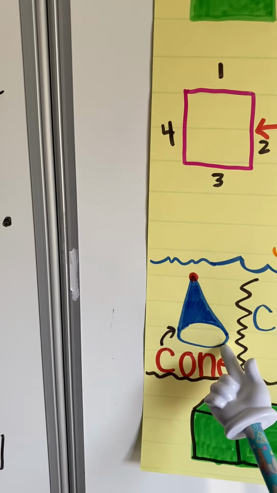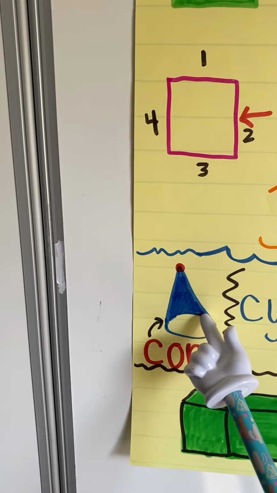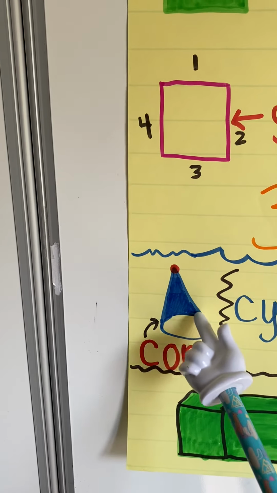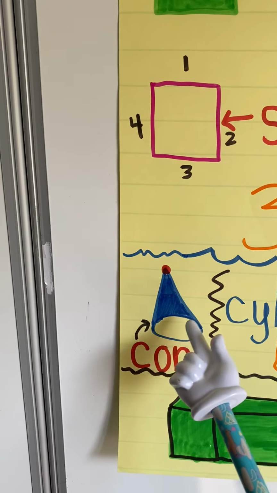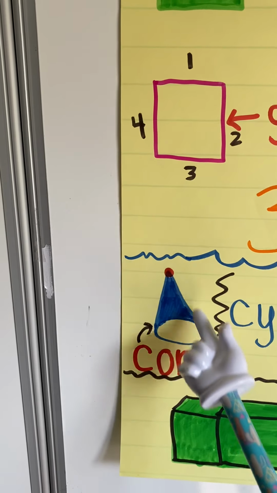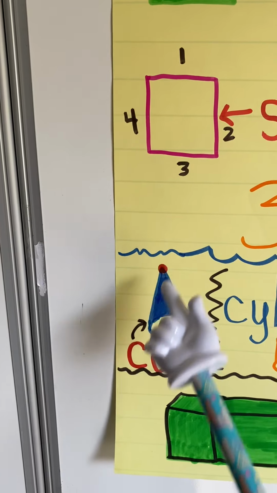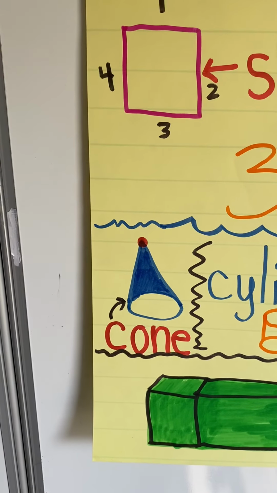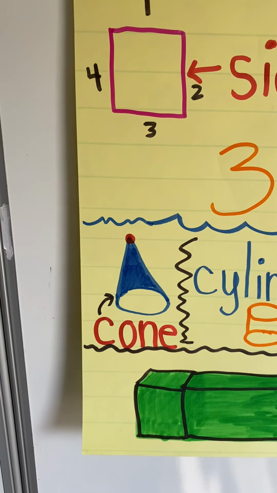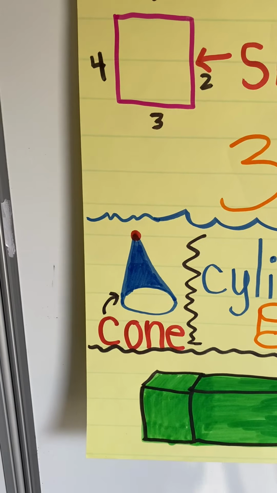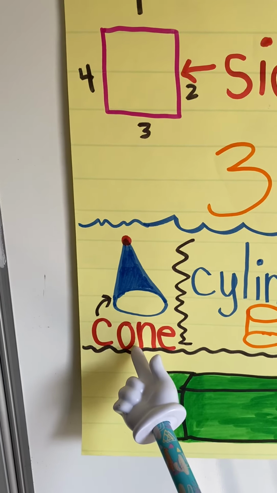And what is that flat surface called? It is actually a circle. It has a circle that's a flat shape, and then it has this point it comes up to. It kind of looks like a birthday hat, or if you turn it upside down, it could be an ice cream cone. That's why it's called a cone.